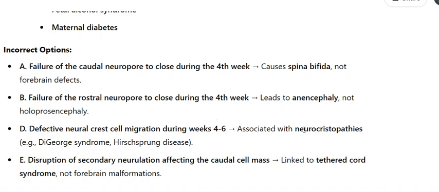This question tests embryologic development of the forebrain, specifically holoprosencephaly and SHH signaling defects.